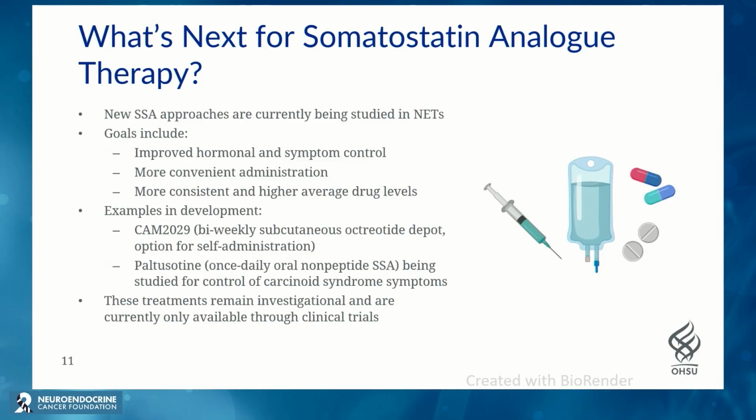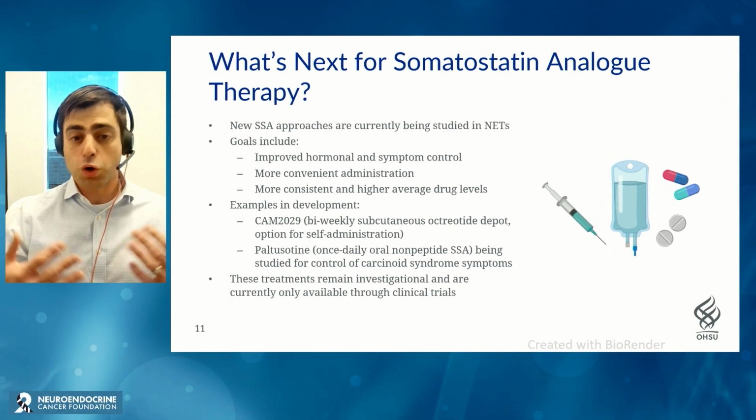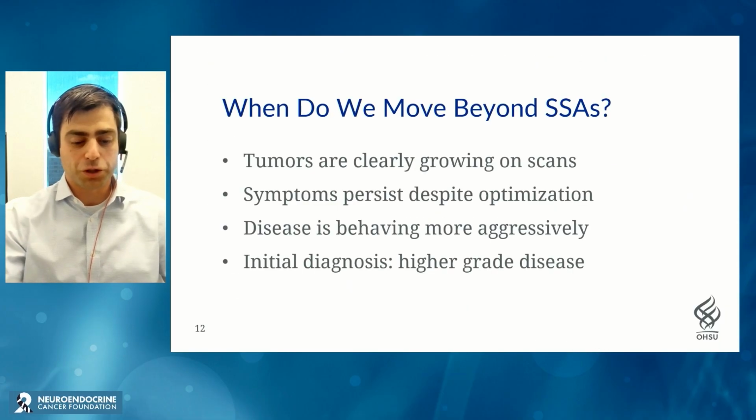Examples in development include CAM 2029. This is a bi-weekly subcutaneous Octreotide depot option with a possibility of self-administration. And then paltusotine, this is a once-daily oral non-peptide somatostatin analog being studied for the control of carcinoid syndrome symptoms. Now, importantly, we need to know that these drugs remain investigational. They're not currently available outside of clinical trials, but we do have some hope that maybe some of these will move through clinical trials and be available in the future.